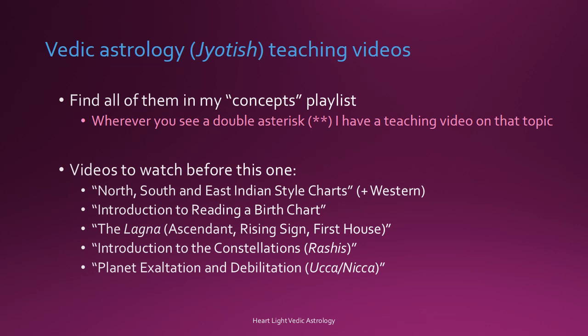So the first one is North, South, and East Indian style charts. I also cover Western charts in there, although that's not part of the title. And then there's Introduction to Reading a Birth Chart, the Lagna, also known as the Ascendant, Rising Sign, First House, Introduction to the Constellations or Rashis, and then Planet Exaltation and Debilitation or Ucha and Nicha.